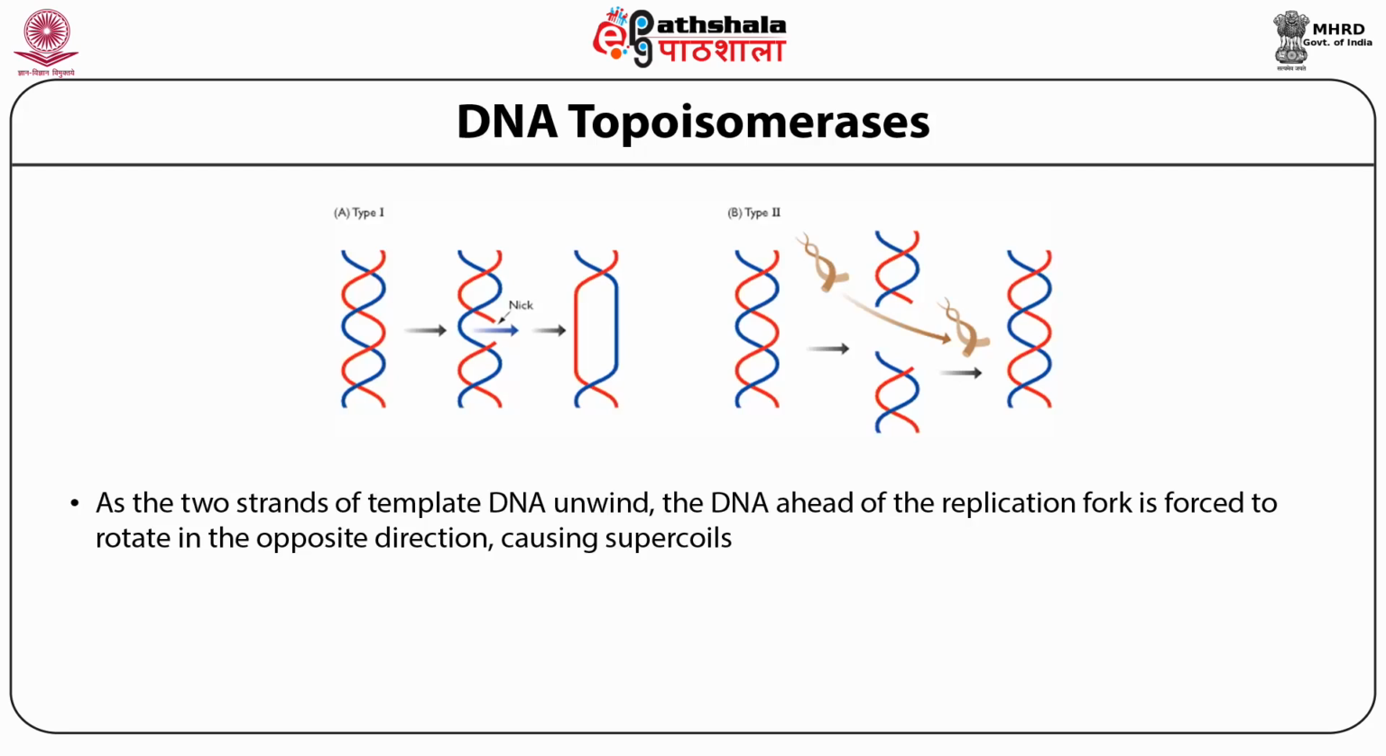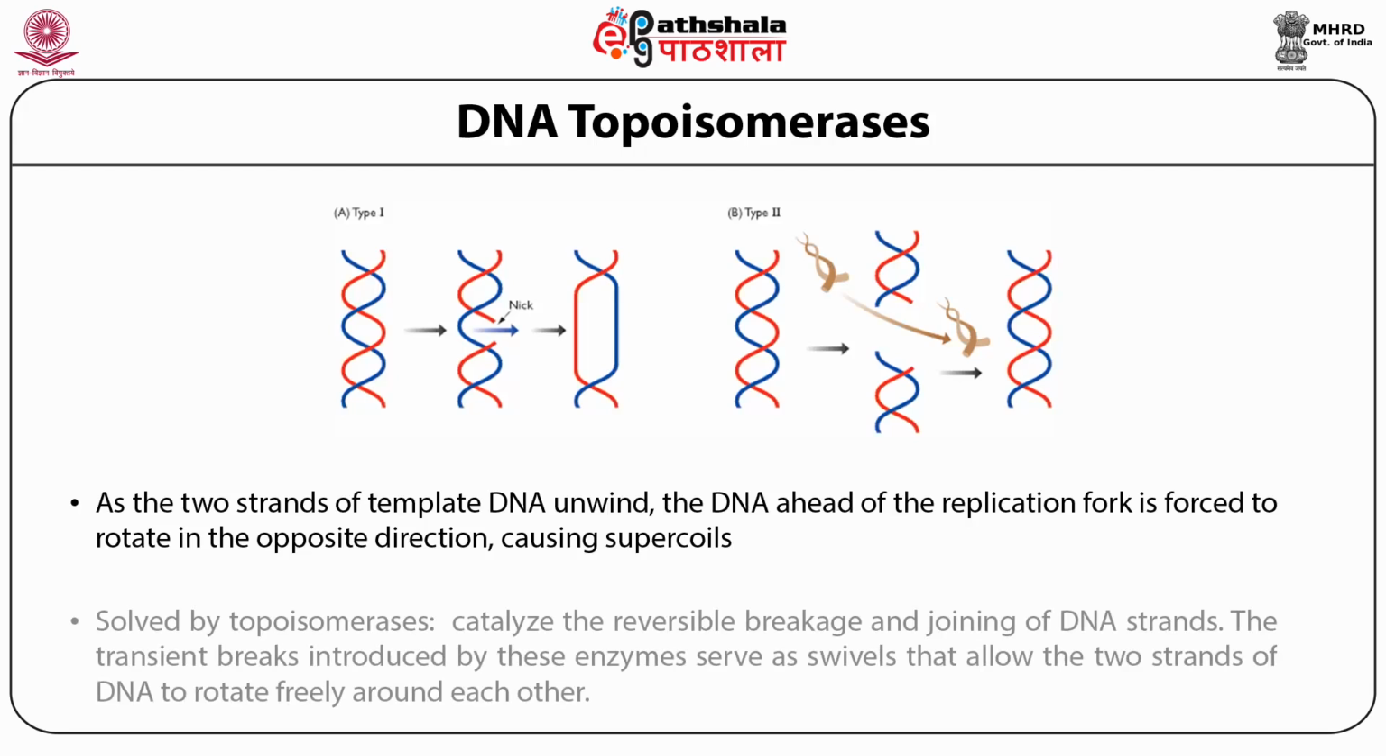Now the principle behind the working of DNA topoisomerases is very simple. There are two types of DNA topoisomerases, type 1 and type 2. As you can see from the figure, type 1 makes a single stranded nick, relieves tension and then reseals the nick. If the supercoil is big, then type 2 topoisomerases usually come into play. They create a double stranded nick, relieve the tension so that the two strands of DNA can rotate freely, and then reseal the nick. These help in relieving supercoils and stress ahead of the replication fork.